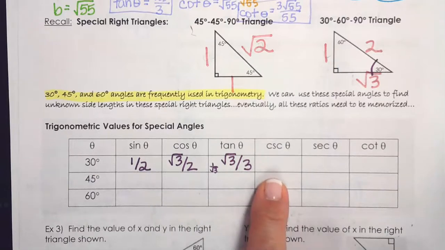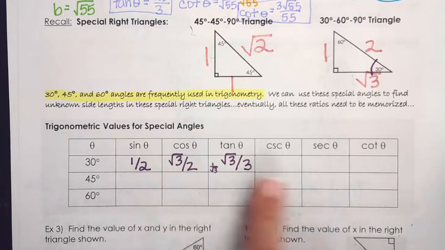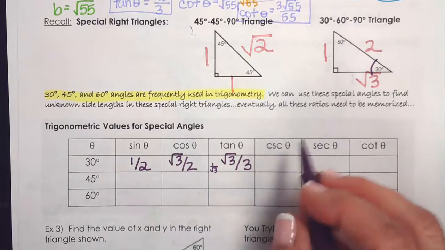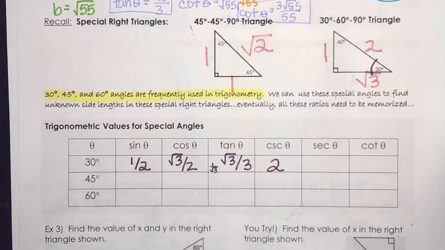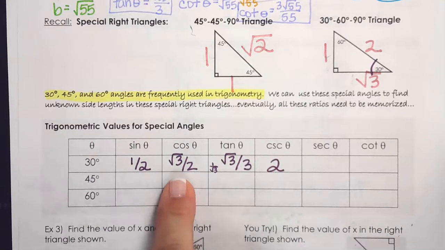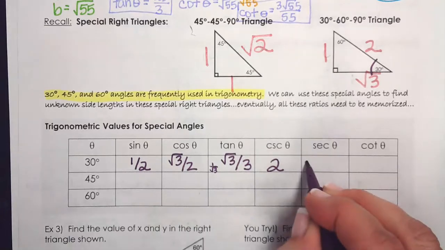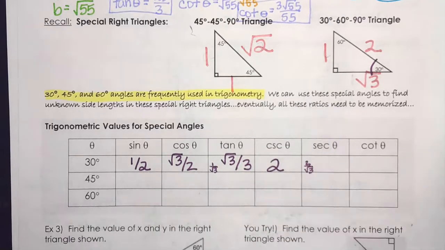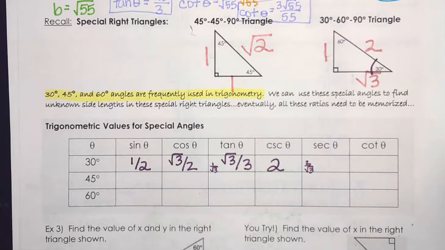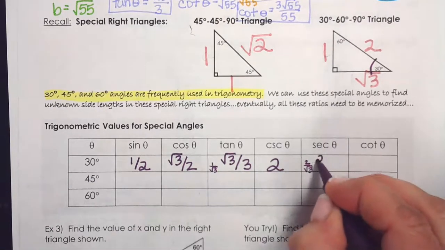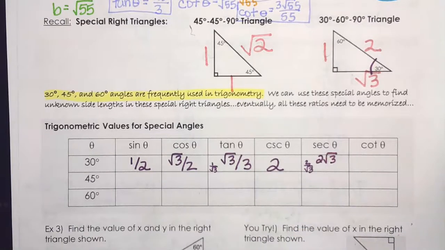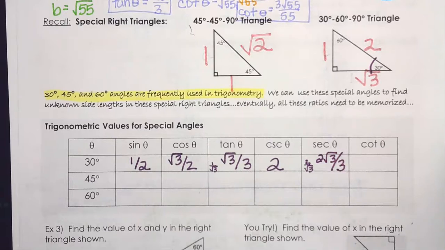Now, based on what we learned today, we can find these other measurements also. If the sine was 1/2, what would the cosecant be? 2. The cosine of 30 degrees was √3/2. So the secant of theta is going to be 2/√3. But again, we have that radical in the denominator. We'll want to rationalize and multiply √3 in the numerator and in the denominator and get 2√3/3.